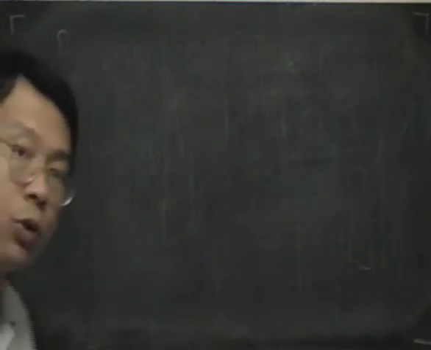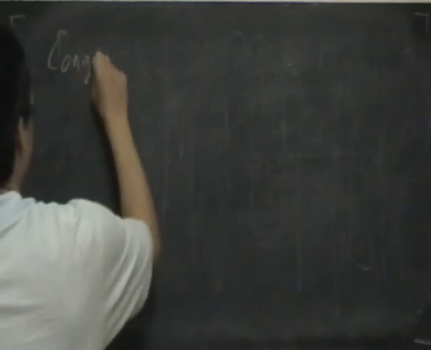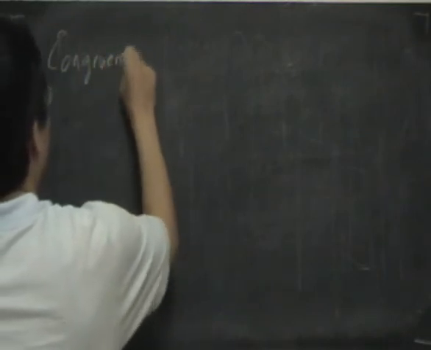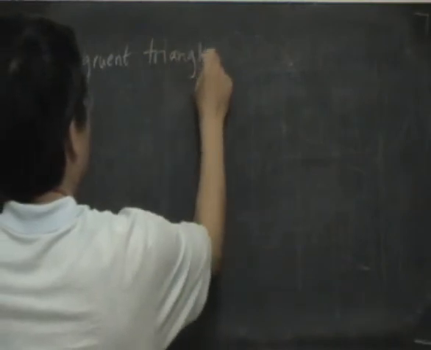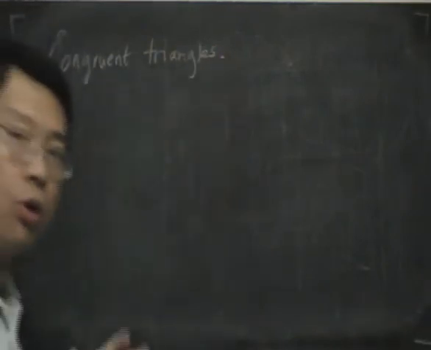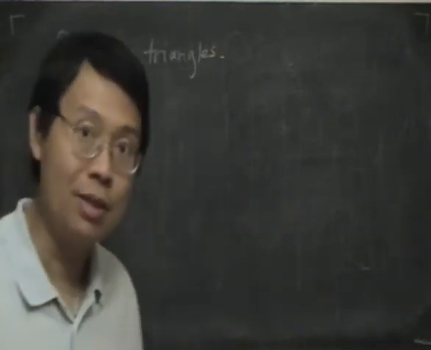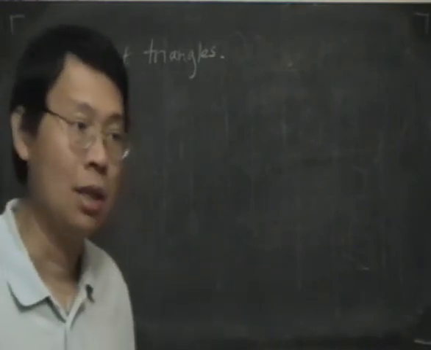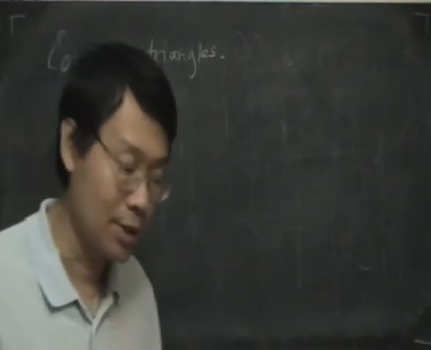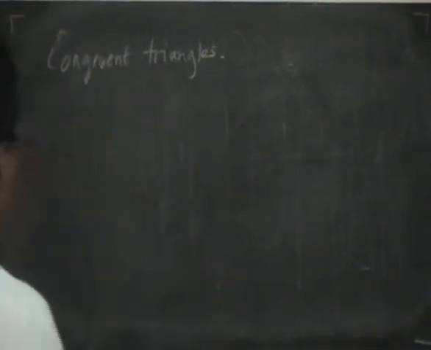Right, next I'm going to look at the idea of congruent triangles. Now, congruent triangles means that 2 triangles are exactly the same in shape and size. So let's look at an example.